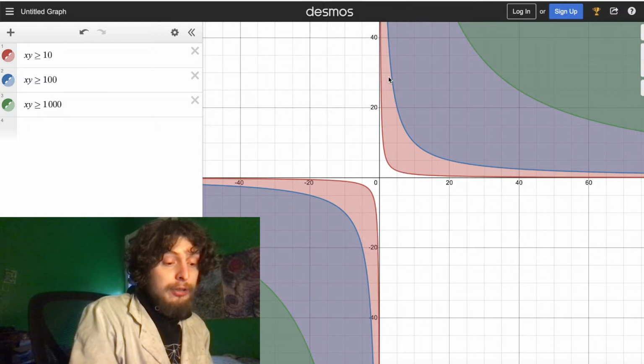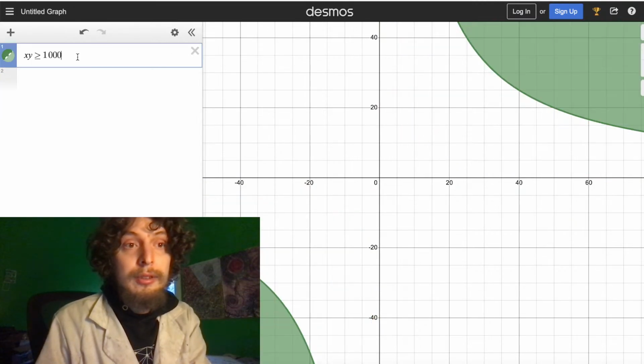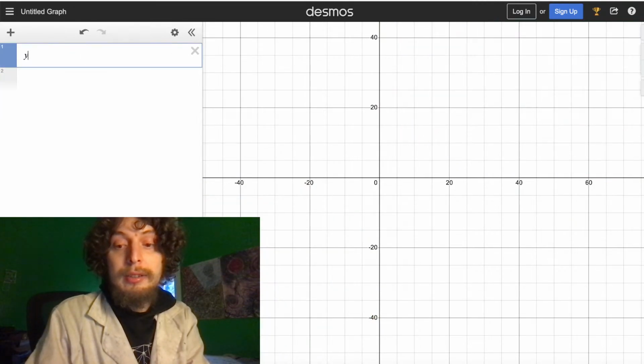Someone's wondering what functions with modulus look like, and they're very interesting. I don't think we can do them on here necessarily. Can we? Like, y equals x mod 3.